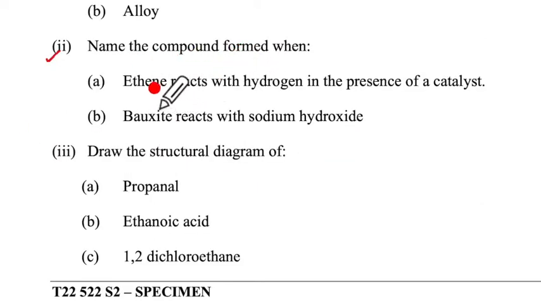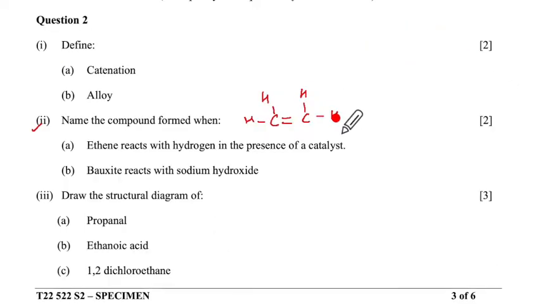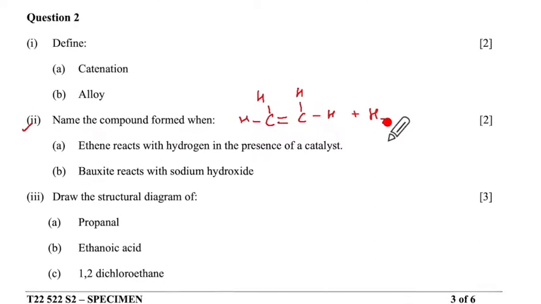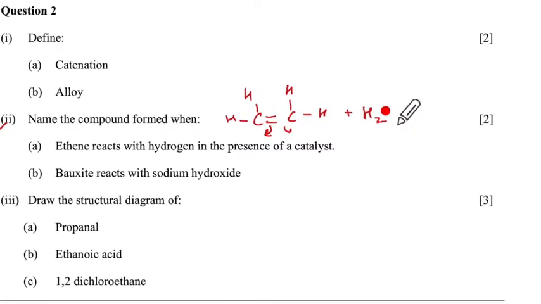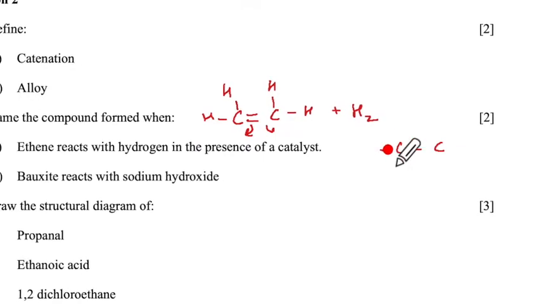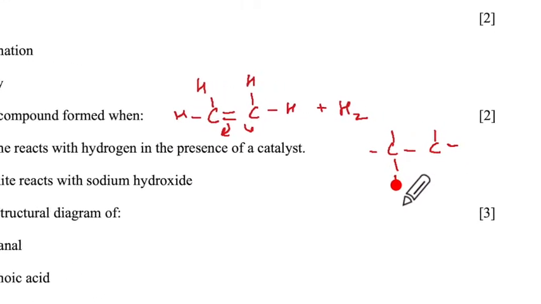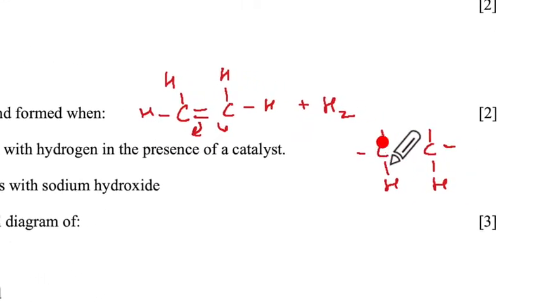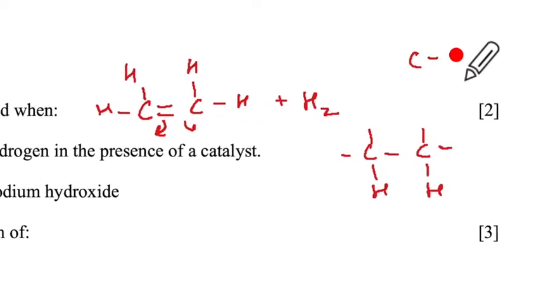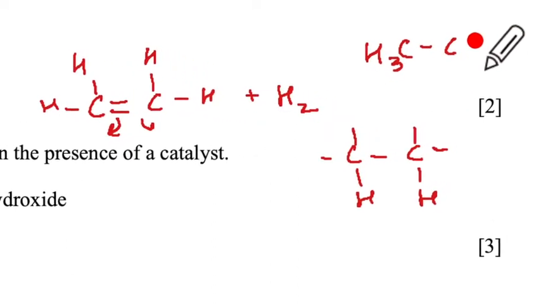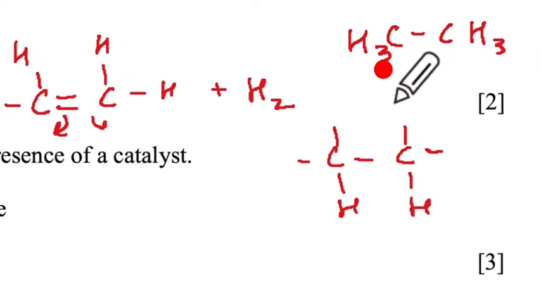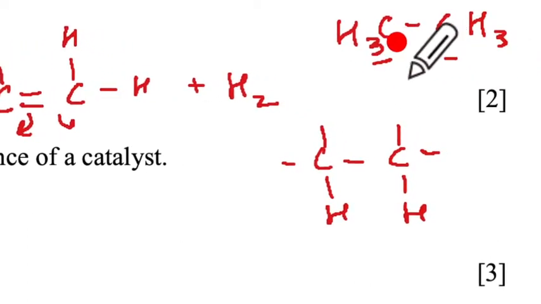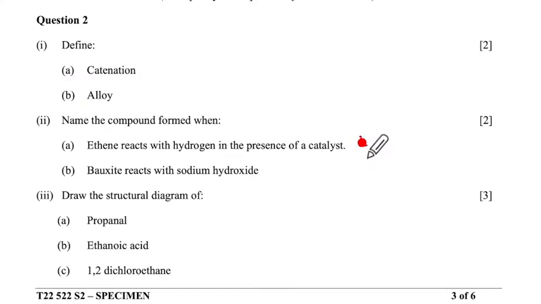Let us come to the second part. Name the compound formed when ethene reacts with hydrogen in presence of a catalyst. Now ethene looks like this. And when it reacts with hydrogen, we will have this valency opening up and we will have C single bond C with these hydrogens attached here. So this is going to be your C single bond C, H3 this side and H3 this side for each carbon. And this becomes your C2H6. So this compound is your ethane.